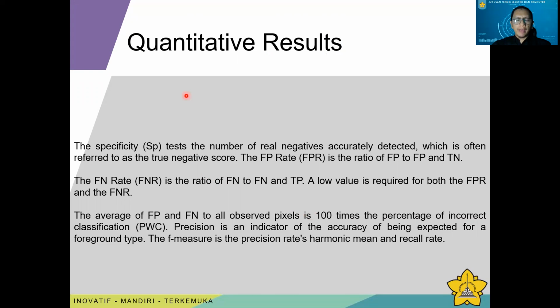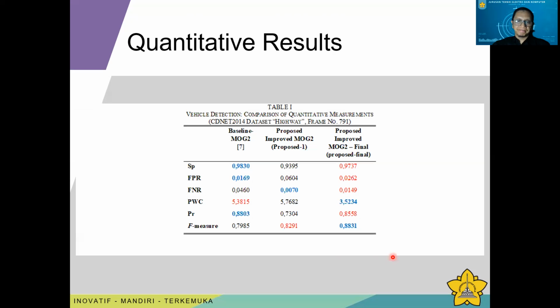In order to evaluate the results, we use quantitative and qualitative results. For quantitative results, we use several measurement units: the FP rate, specificity, FN rate, and another important one, PWC, the percentage of wrong classification or percentage of incorrect classification, and also the F measure, which is the harmonic mean of the precision rate and recall rate.